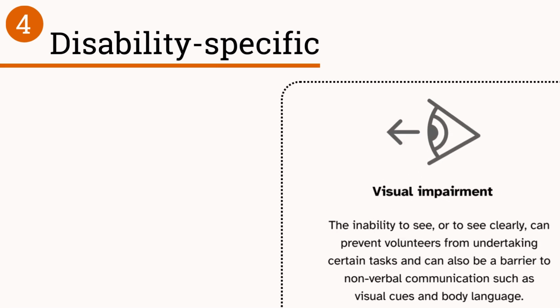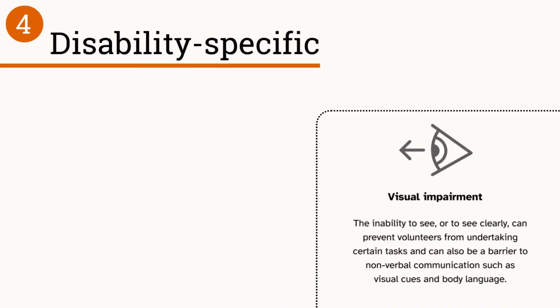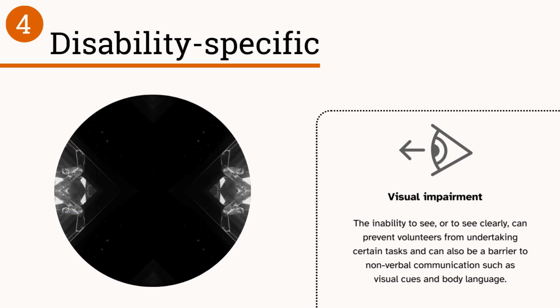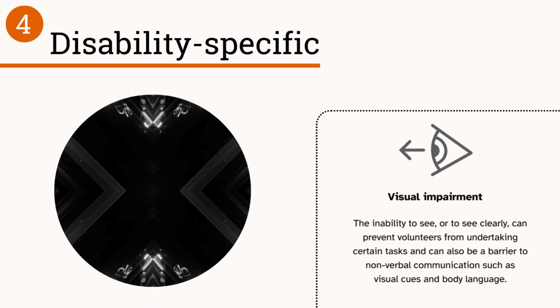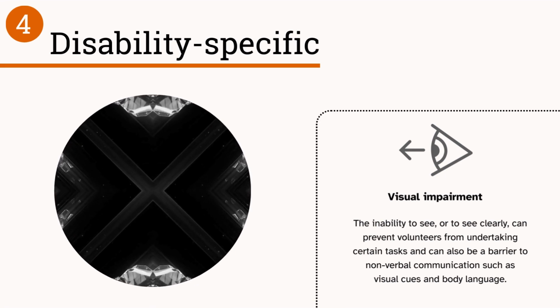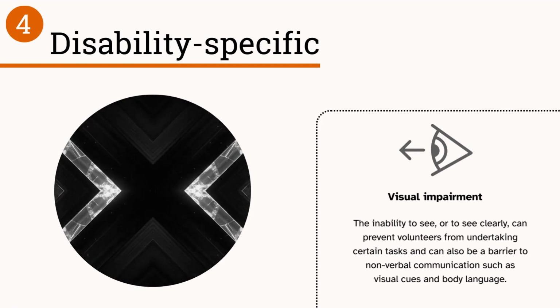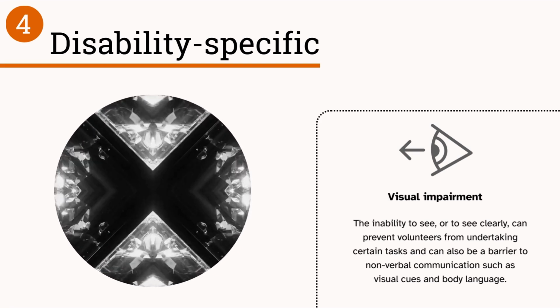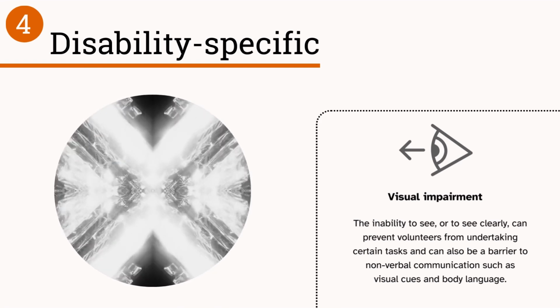Another example of a disability-specific barrier is visual impairment. This can include not being able to see anything, partial vision, or in some cases, tunnel vision. The inability to see, or to see clearly, can prevent volunteers from undertaking certain tasks, and can also be a barrier to non-verbal communication such as visual cues and body language.